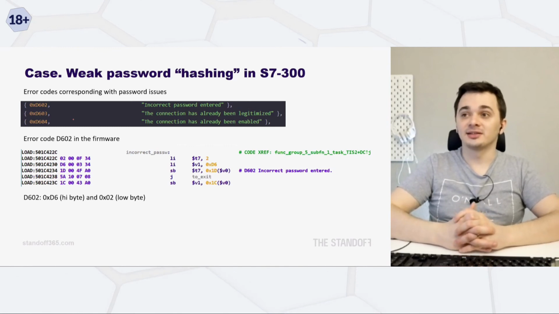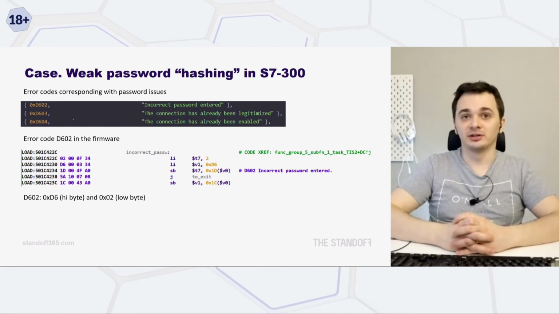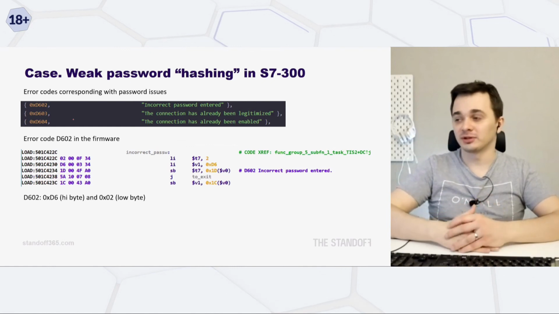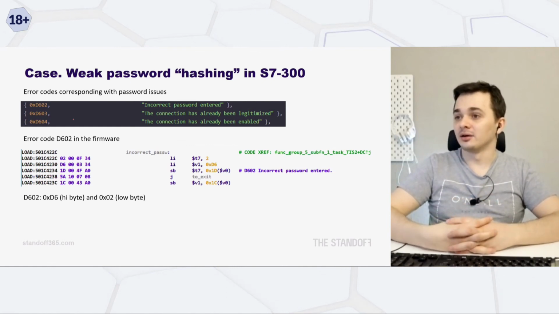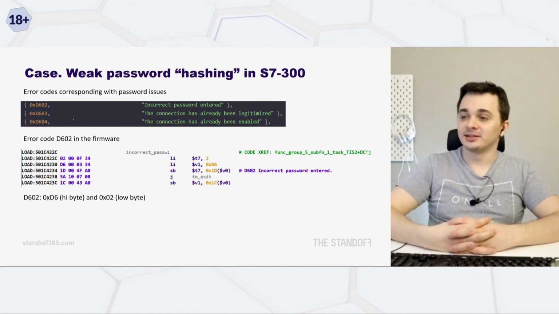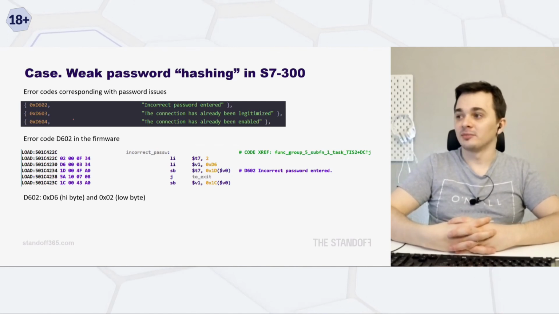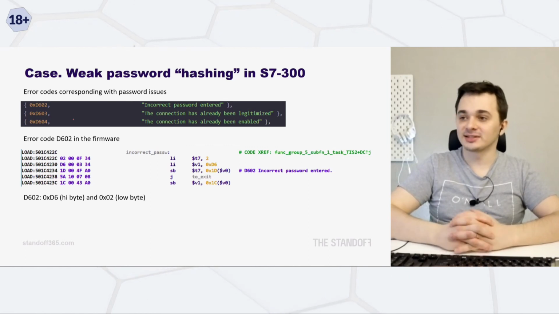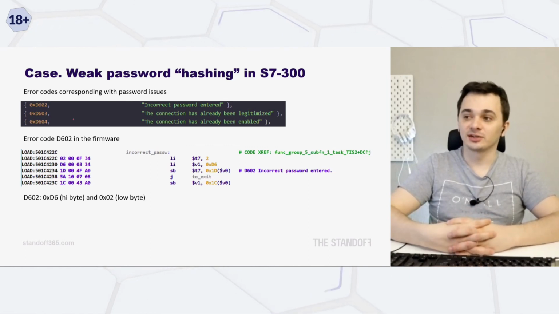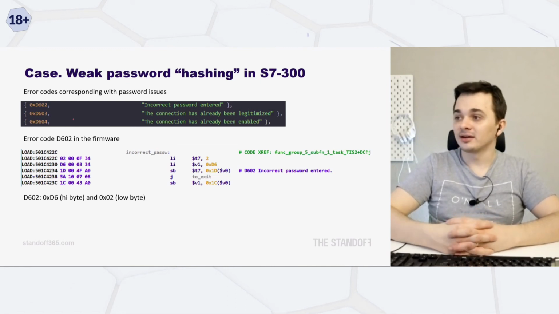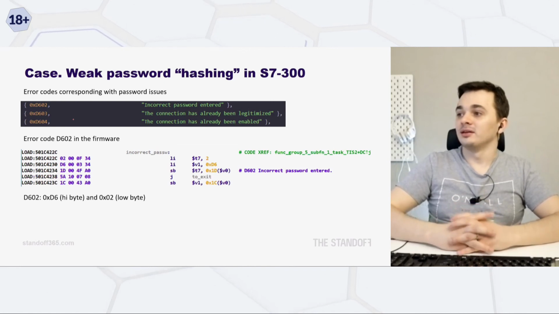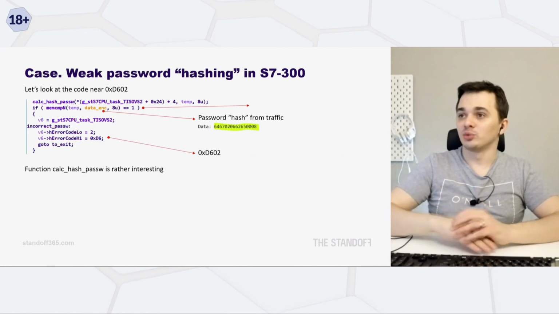If we look for the same code in the firmware, and it's actually a very popular trick to analyze all the error codes the system gives you, we are going to see which particular function actually processes it. So D602 is actually broken down into two values, senior one and junior one, and still it can be found.